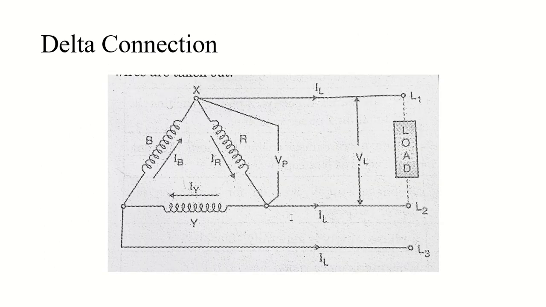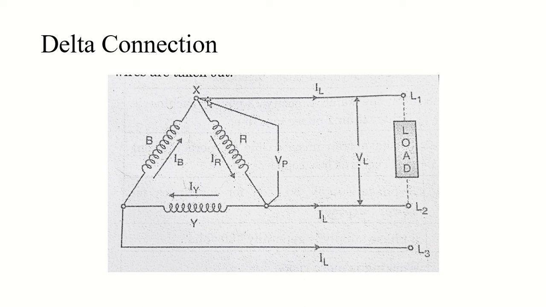Now coming to the delta connection. Here in an image you can see this is a delta connection. We again have three terminals R, Y and B, and what we have done here is, the ending terminal of R winding is connected with the starting terminal of Y winding. Ending point of Y is connected with the starting point of B, and ending point of B is connected with the starting point of R.